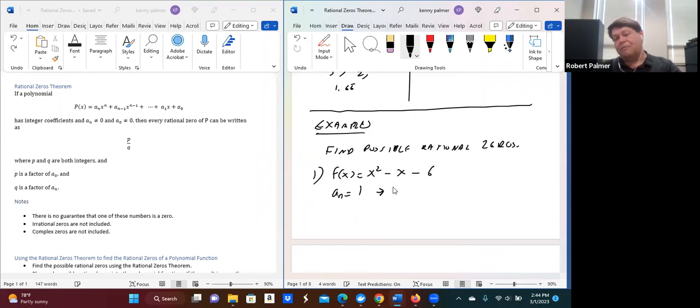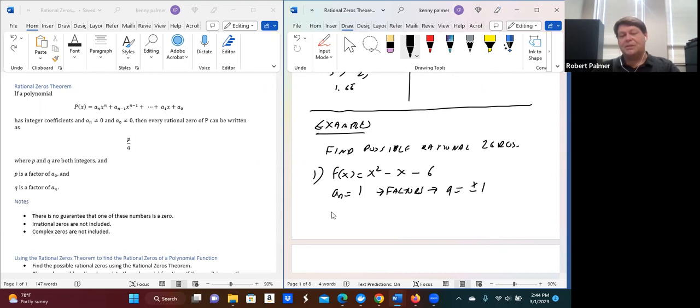Now, if you look at the possible factors of a(n), this is what we talked about being q. So what could q be? Well, q could be just plus or minus 1. Both of those are factors of that, so it can only be plus or minus 1.